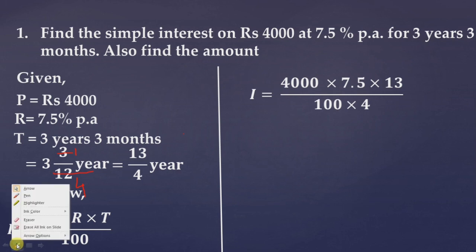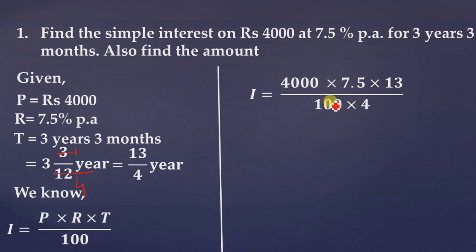Here, now we'll simplify it. 2 zeros and 2 zeros will get cancelled. Instead of this decimal, I'll write 10 here. Now this 10 and this 10 will get cancelled. This 4 and 4 will cancel. 75 into 13 is equal to 975. So simple interest is equal to 975.